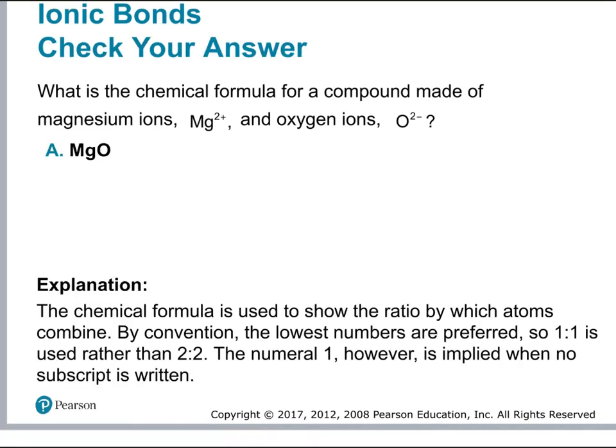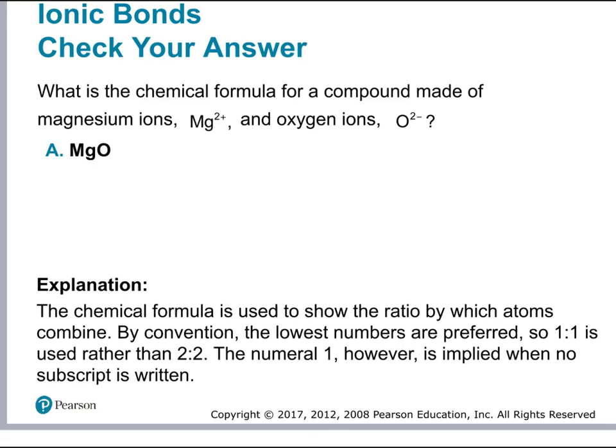And so if we look at this, we have the explanation. The chemical formula is used to show the ratio by which the atoms combine, and by convention, the lowest numbers are preferred. So 1 to 1, that means 1 magnesium atom and 1 oxygen atom, or rather ions, 1 magnesium ion and 1 oxygen ion, is going to be preferred to having 2 of each or 3 of each.